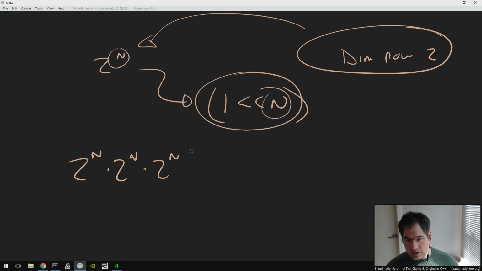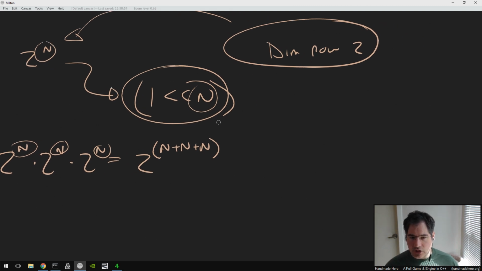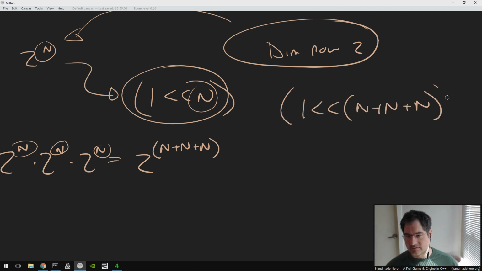Now, we know that if you are going to multiply 2 to the n's together, you're just going to add the n's, right? Because multiplication is just adding more powers. So it's really just n plus n plus n, right? It's 2 to the n plus n plus n. That means if we wanted to do the shift, we're really just talking about 1 shifted up by n plus n plus n, right? But we don't really need to do n plus n plus n because that's just 3n, right?